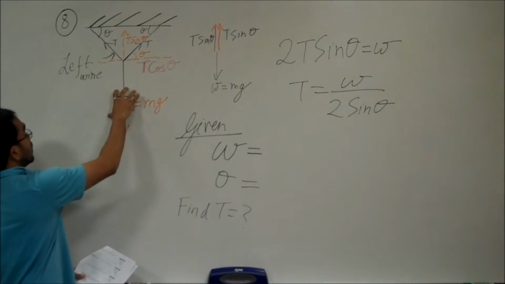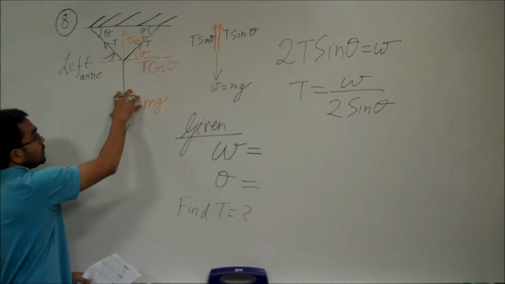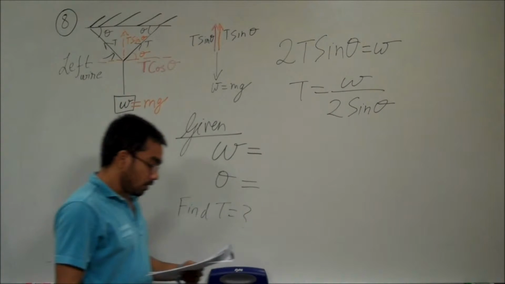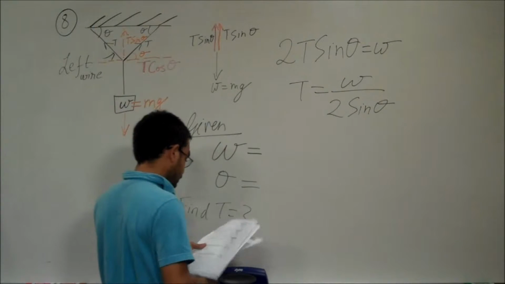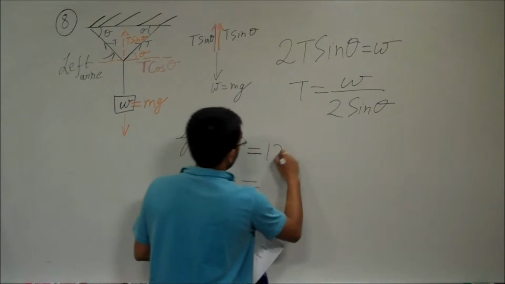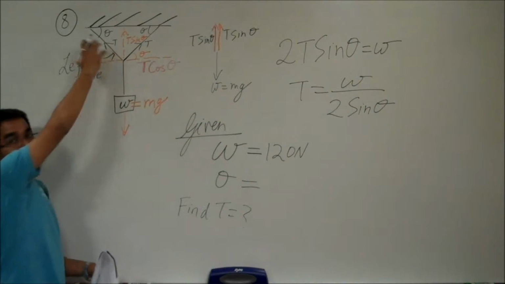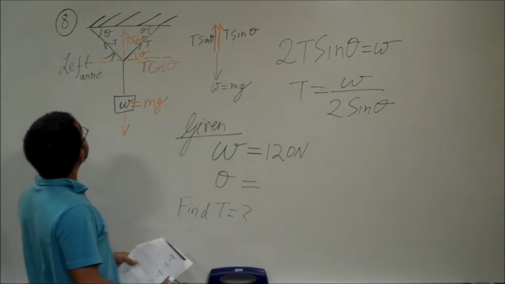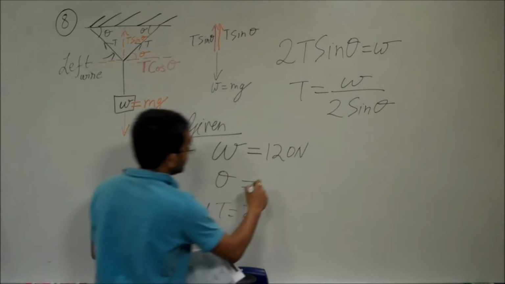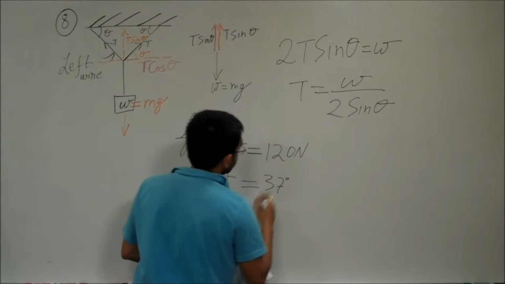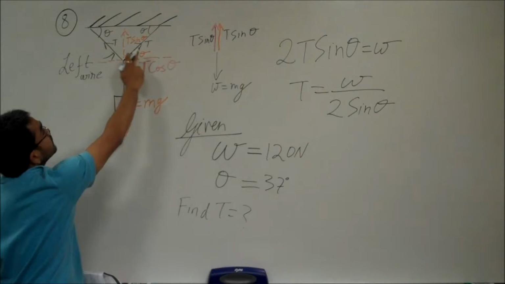So if you have a mass m, whose weight is given as W in newtons, as 120 newtons. We have 120 newtons weight hanging from these strings, right? And they found out that the angles that they make are 37 degrees, right? And they want us to find the tension in these strings, right?